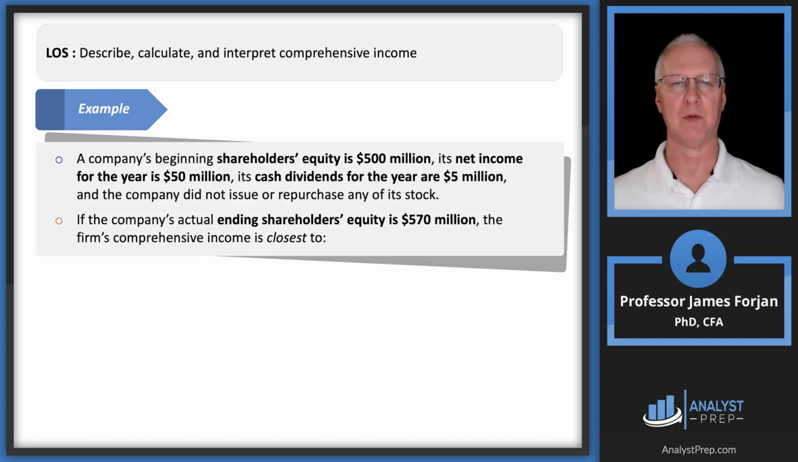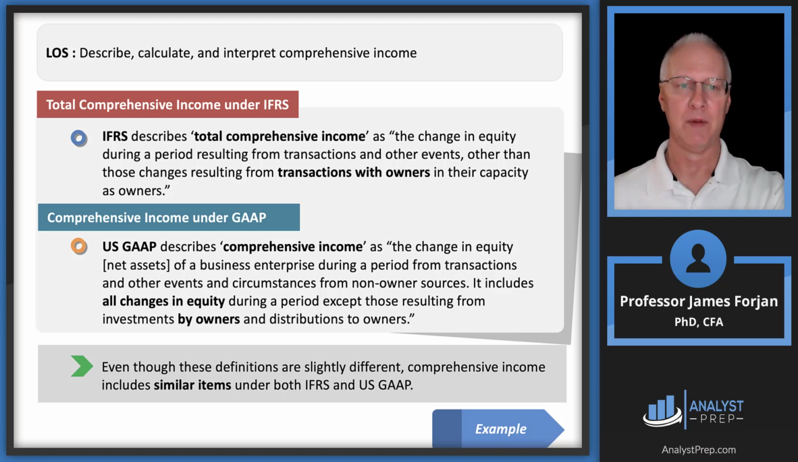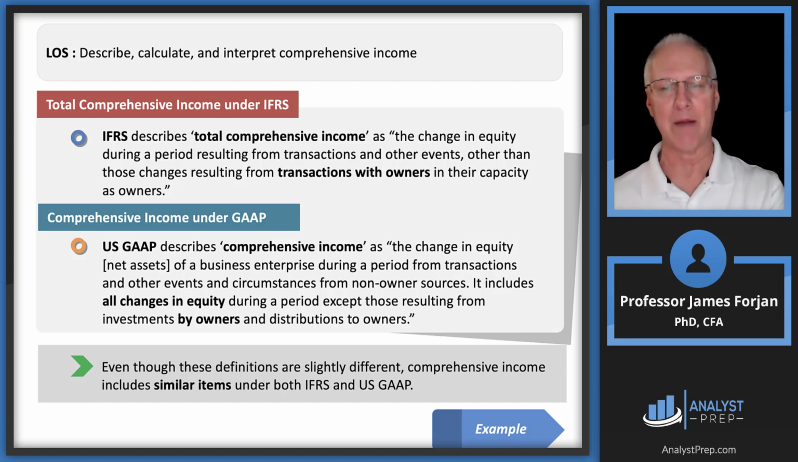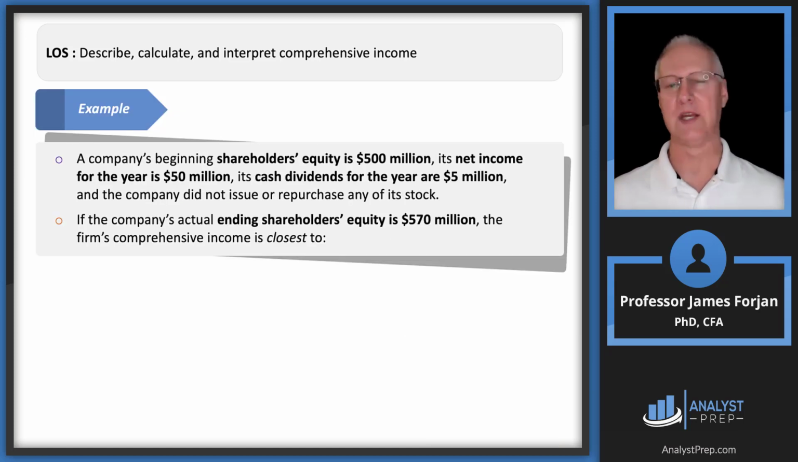So look up at the top. We start with 500 in shareholders' equity, and then we've got net income from the income statement, and then out of retained earnings, we pay 5 as a cash dividend. And then we didn't repurchase any of its stock. So you see the important application of those two differences. Let me read that top to you again: other than those changes resulting from transactions with owners, and then here under GAAP, including all changes that result from investment by owners and distributions to owners.